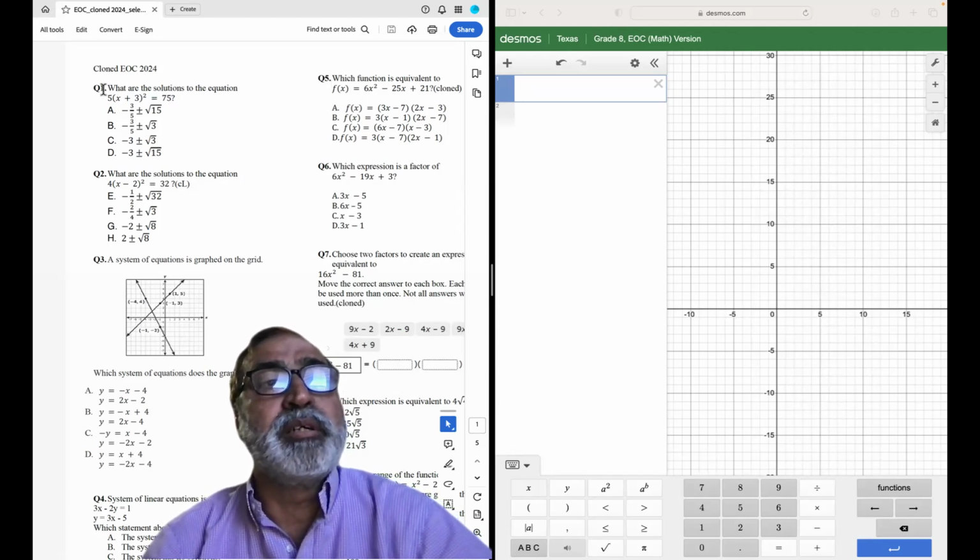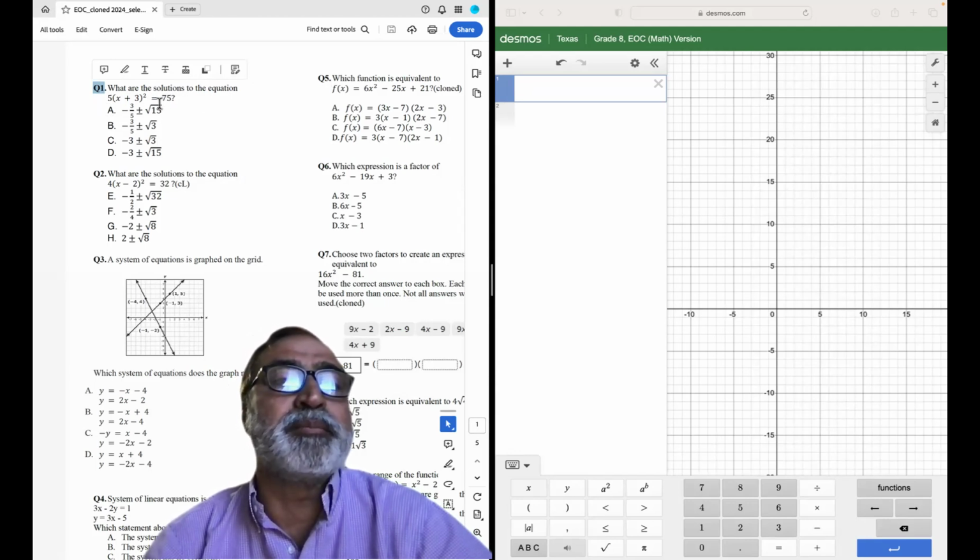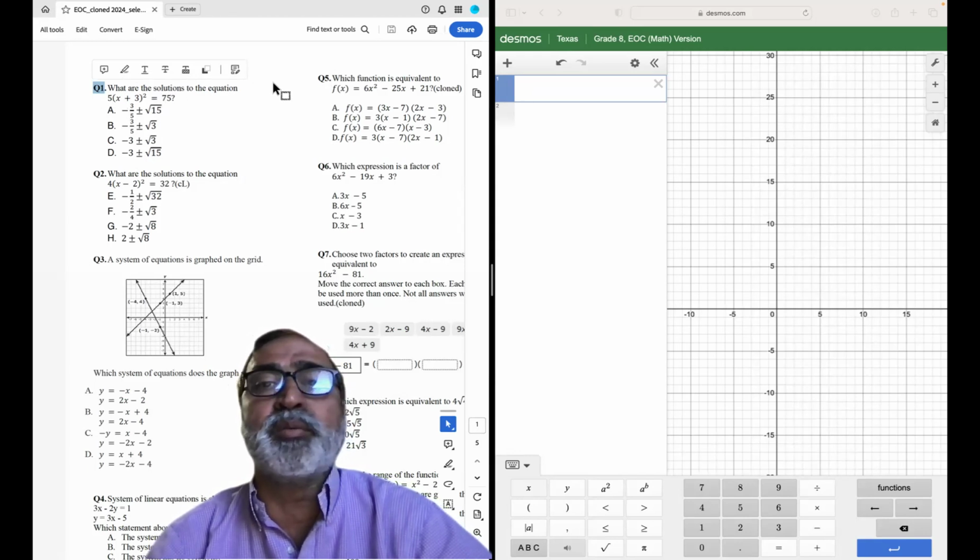Very quick, question 1 on my left says, what are the solutions to the equation? The equation is given: 5(x + 3)² = 75. Answers are given in the format of plus and minus. This is basically out of the quadratic formula, but if you've not done the quadratic formula, then there's a way to figure out which one is the solution to this equation.